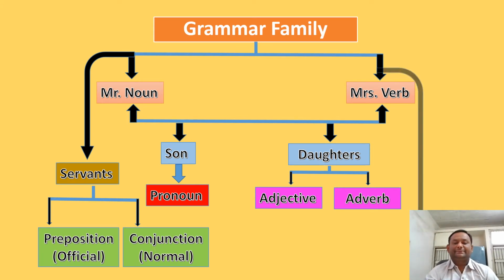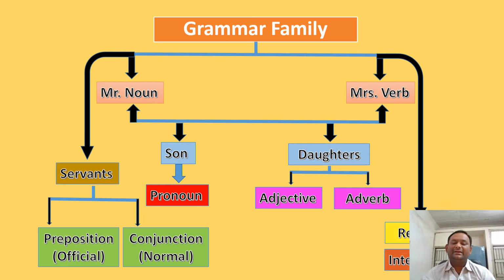Along with this, in this family, there were relatives, and these relatives were Interjections. They come to the family at the time of happiness or sorrow. So friends, such was a Grammar family.